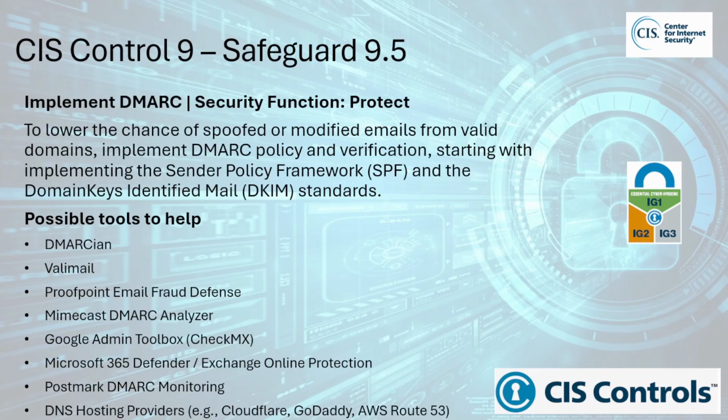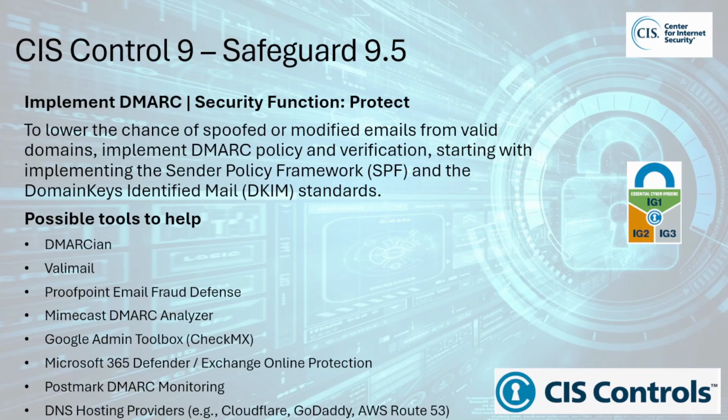Safeguard 9.5: Implement DMARC. Comes under the Protect Security function and is within Implementation Group 2. The safeguard requires organizations to protect their email domains from being spoofed or misused in phishing attacks by implementing the DMARC, or Domain-Based Message Authentication, Reporting and Conformance Protocol.